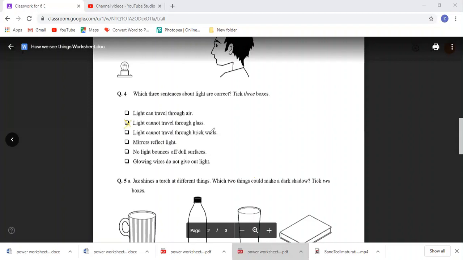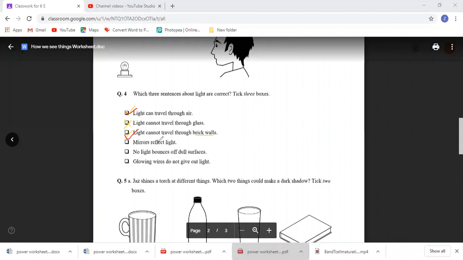Light cannot travel through the brick walls. Now, brick wall is basically an opaque object, right? So from opaque objects, light cannot travel. So this is true, right? So this is true and this is true. I'm going to use a different color for this. So this one is true and this one is also true.